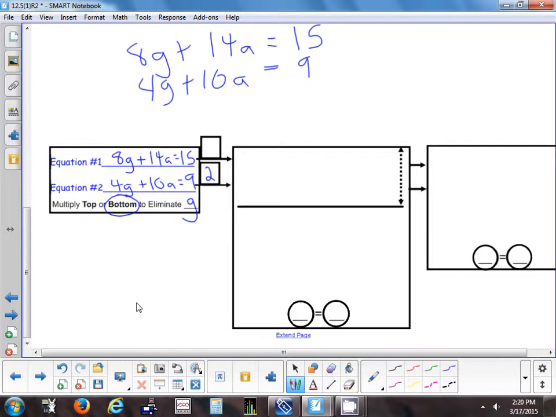That'll give us 8 and 8. That'll give us G and G. But what do we need? What's the key to eliminate? Different signs. All right, we need different signs. That's why we're making this a -2.